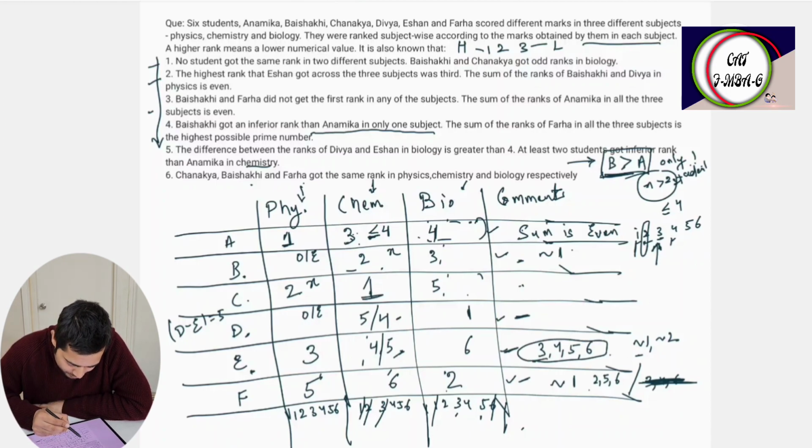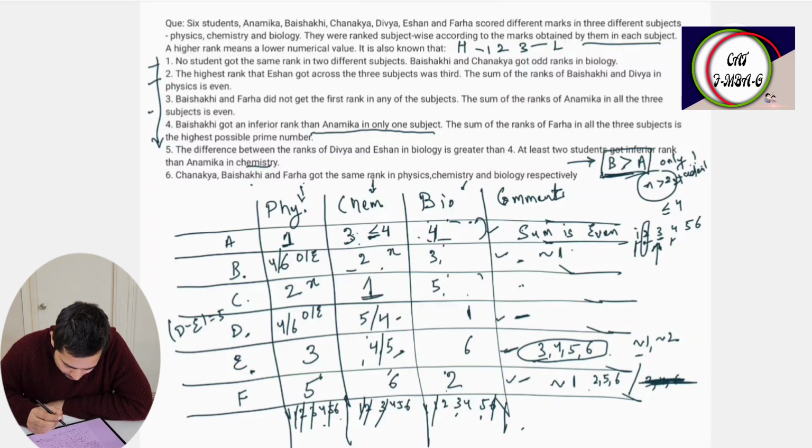If it is 3, 1 done, 2 done, 3 done, 5 done. Only 4 and 6 are remaining. So this has to be only even 4 and 6 because two odd numbers are not remaining. This can be 4 or 6. Okay.